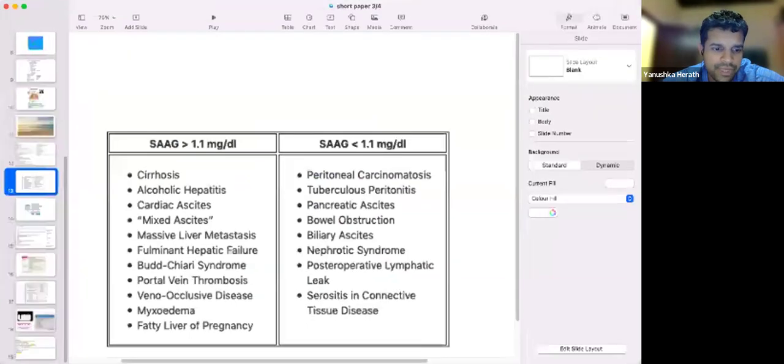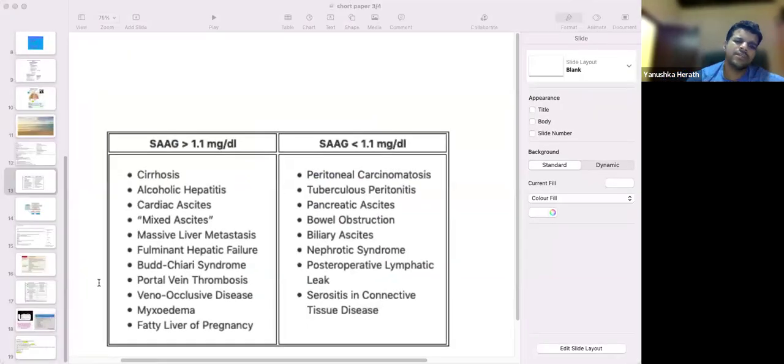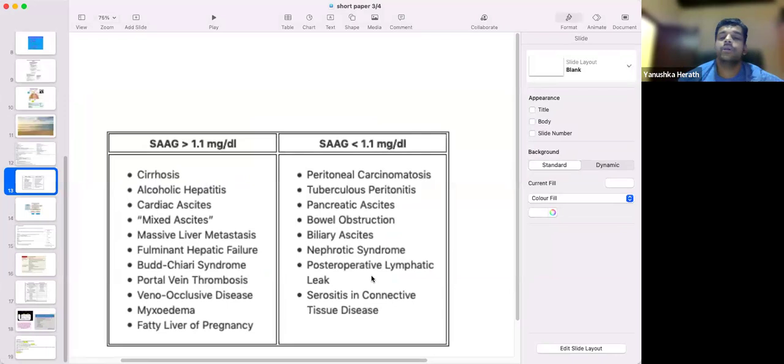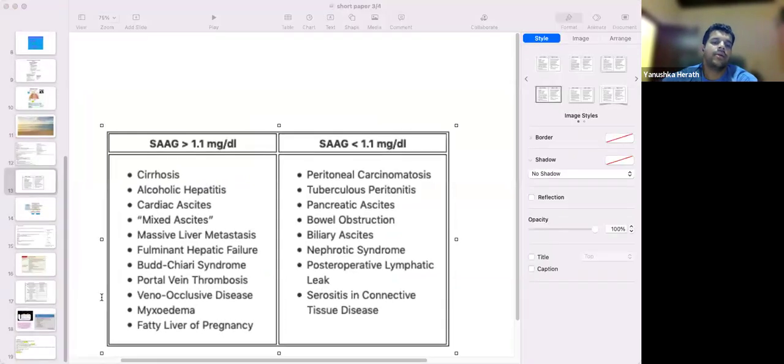If the polymorphs are more than 250, it's bacterial peritonitis, spontaneous bacterial peritonitis. Protein level is high in tubercular ascites. Yes, the ascitic fluid protein levels will be quite high. And a common question is about portal hypertension. The SAAG, the serum ascites albumin gradient, generally will be more than 1.1, especially in CLCD, whereas it will be less than 1.1 in tuberculosis, in carcinomatous peritonitis, in nephrotic syndrome and all that.